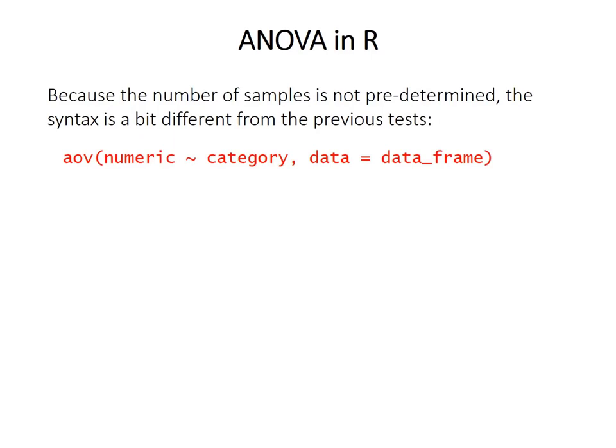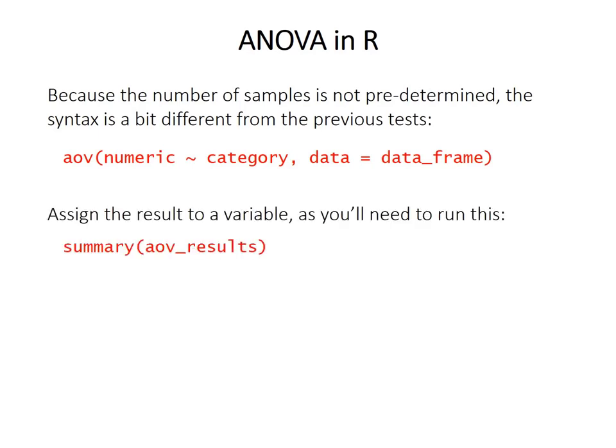And in this case, you can also just write the column names. You don't have to write the data frame $ column name because you specify after the comma there that both columns can be found in a particular data frame. That's what the data equals, and then you would put in the name of the data frame variable that you have. I just use data frame, but you would have a real variable name for that.